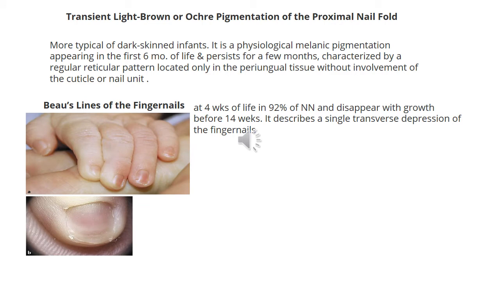Here some pigmentary abnormalities of the nail: the transient light brown or ochre pigmentation of the proximal nail fold. This is the nail fold here. More typical of darker skinned infants is physiological melanic pigmentation, which may appear in the first 6 months of life, persists for a few months, and is characterized by a regular reticular pattern located only in the periungual tissue, without involvement of the cuticle or the nail unit.